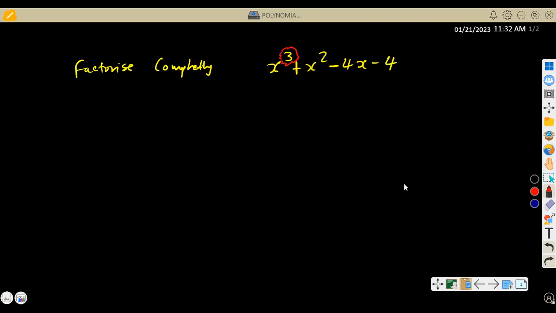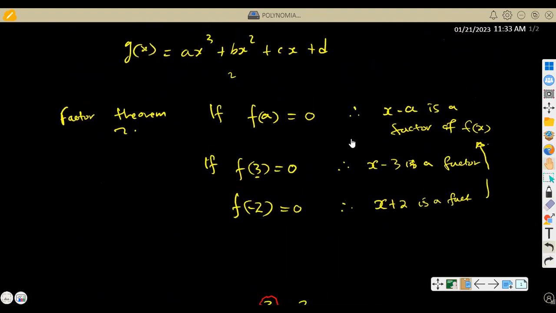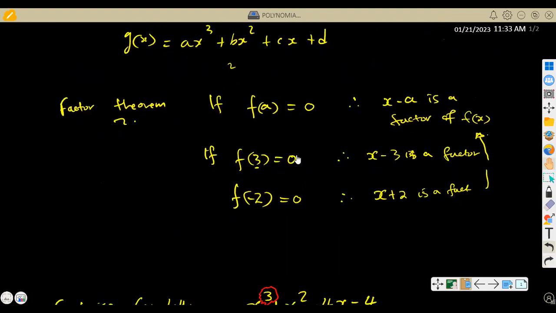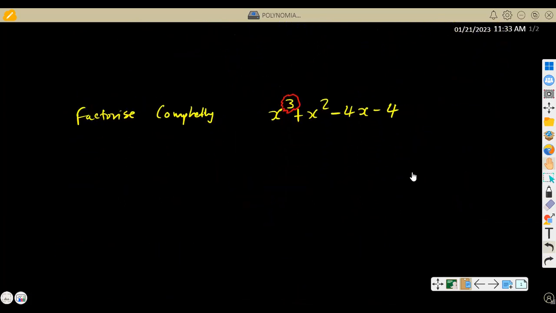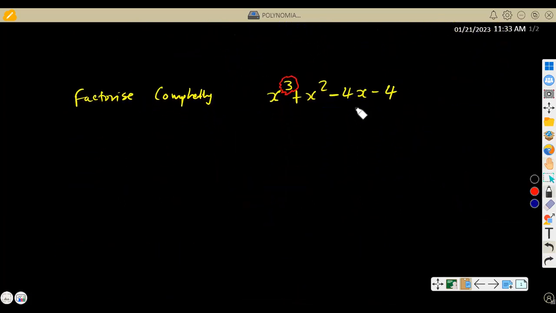From the first factor, then you can find other factors. So the first factor is the tricky one, and you must be very, very careful. For you to find the first factor, you use this concept that we talked about: if you substitute a certain number, then you obtain a 0. Therefore, x minus that number becomes a factor. So that's the concept, and you are supposed to try the numbers.